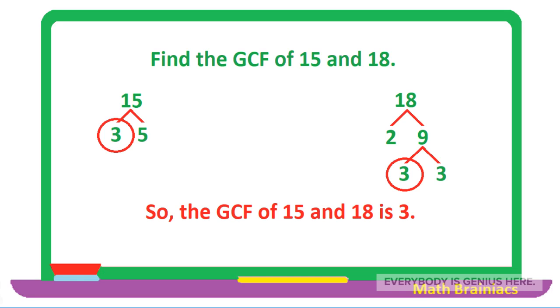To wrap it up, just get the prime factorization tree of the given numbers and you can identify the common factors between the two prime factorization trees. So, that is the greatest common factor. In this regard, between 15 and 18, the GCF is 3. It is easy, right?